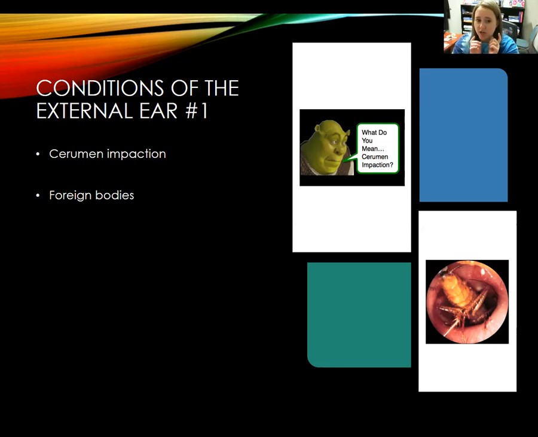So we want to be really careful that it's just a very gentle flow that we can use to get that wax out. And then they can do direct visualization. So use a lighted scope with a tool to dig that wax out.